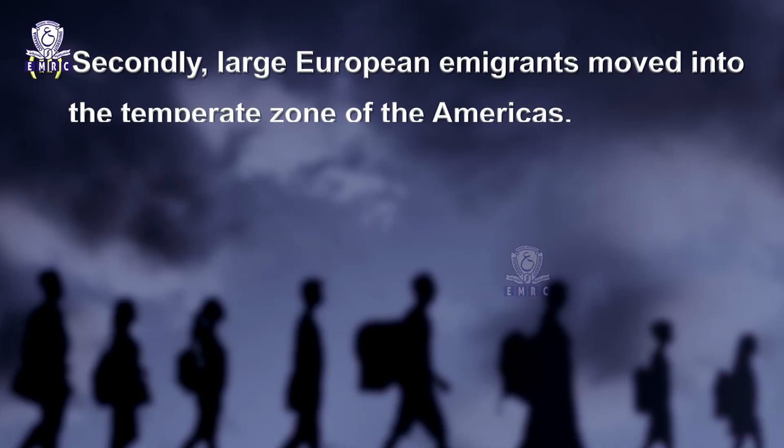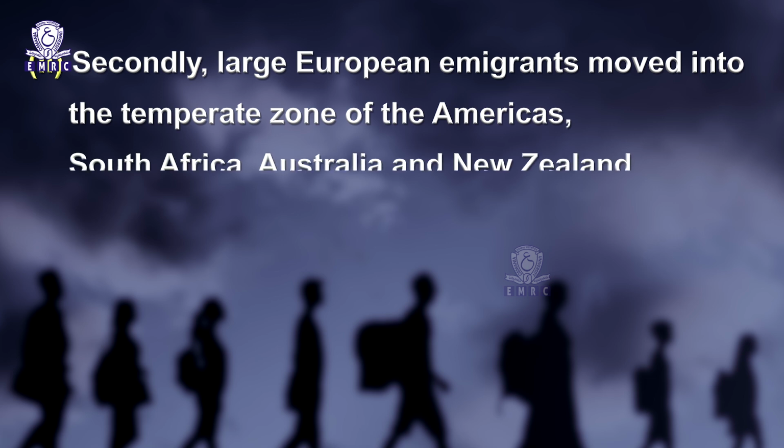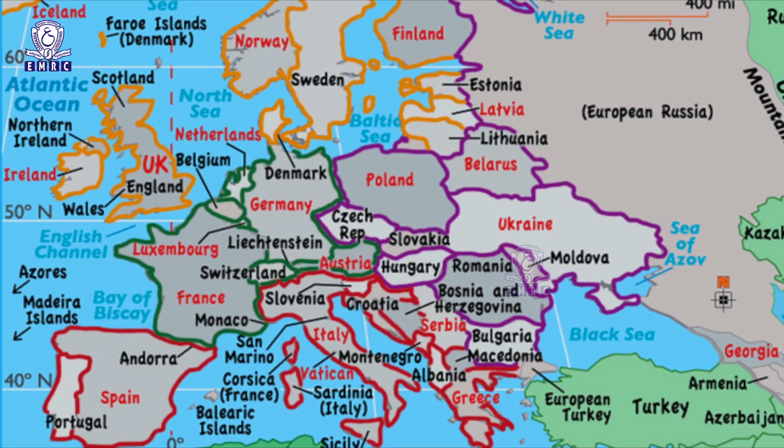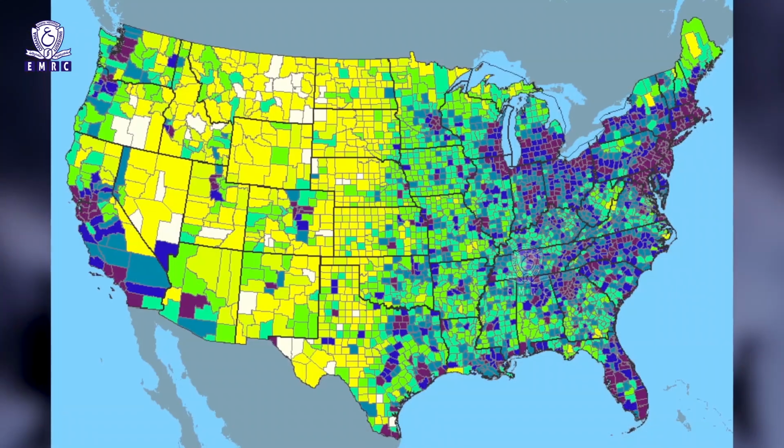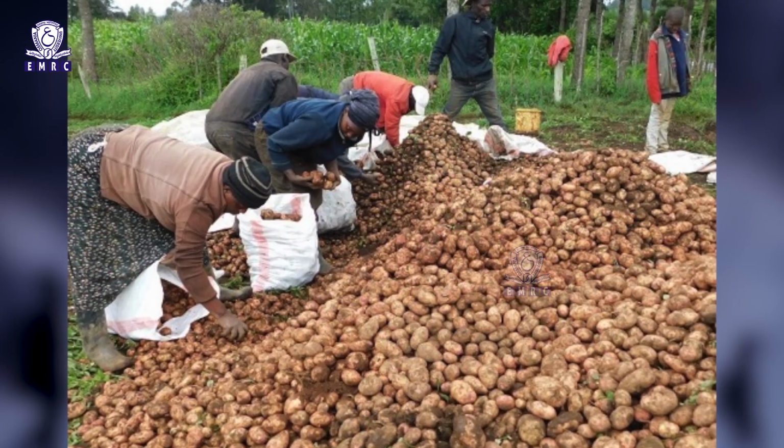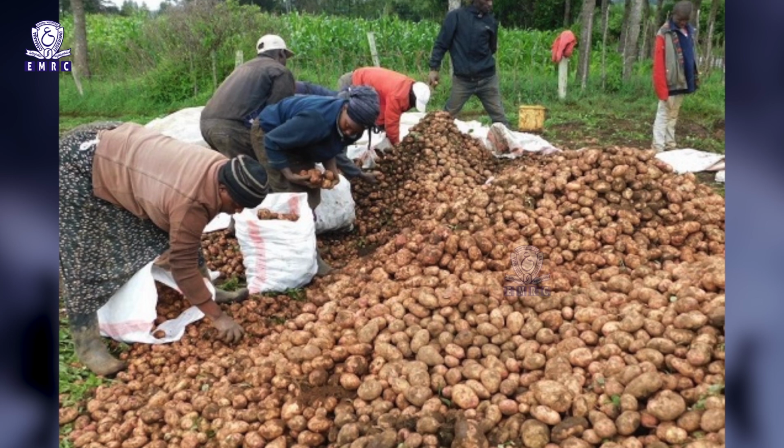Secondly, large European immigrants moved into the temperate zone of the Americas, South Africa, Australia and New Zealand. Although people immigrated from England, Scotland, France, Holland, Germany, Belgium, Spain, Portugal, Italy and other European countries, the outmigration from Ireland was almost unparalleled in human history. The great exodus was due to an extraordinary increase in the population of Ireland. The country was overpopulated, the physiological density was very high and the people were dependent largely on potato cultivation.